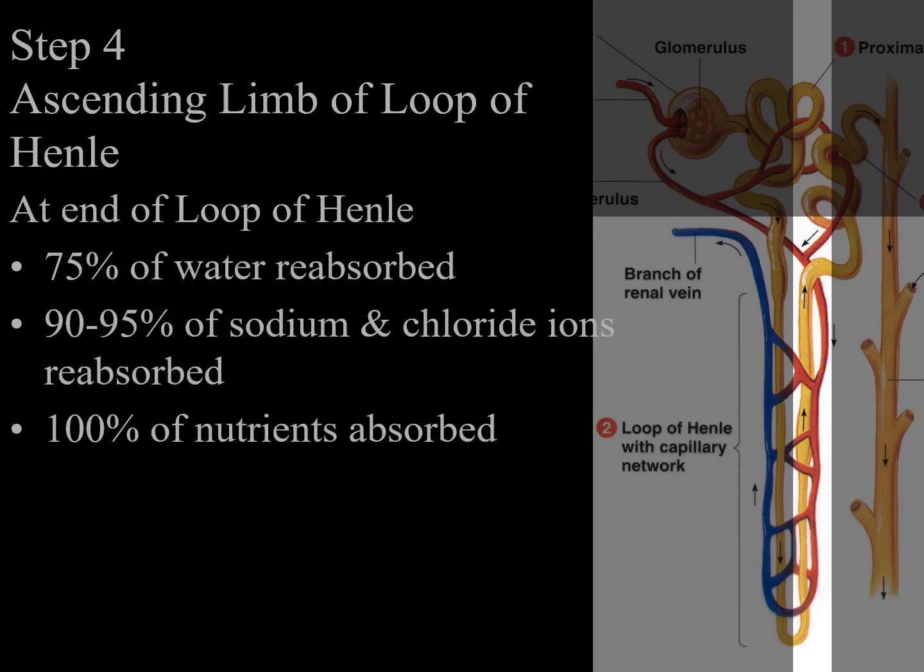By the time we get to the end of the ascending limb of the loop of Henle, we've reabsorbed 75% of the water that was originally in the ultrafiltrate. 90 to 95% of the sodium and chloride ions that were in there have been recovered, and 100% of the nutrients have been recovered.